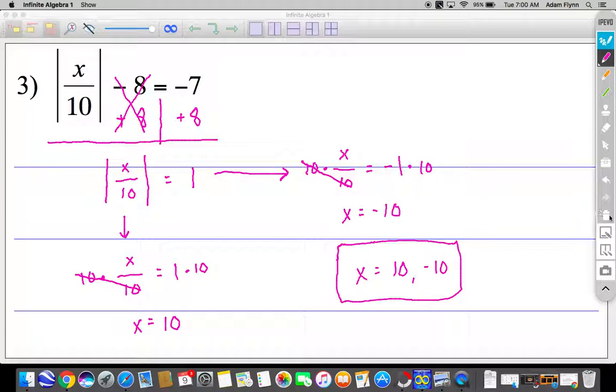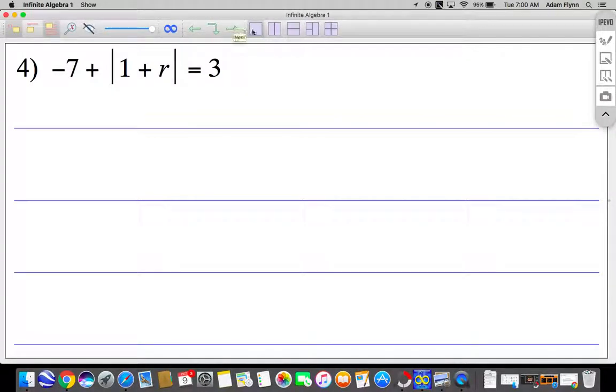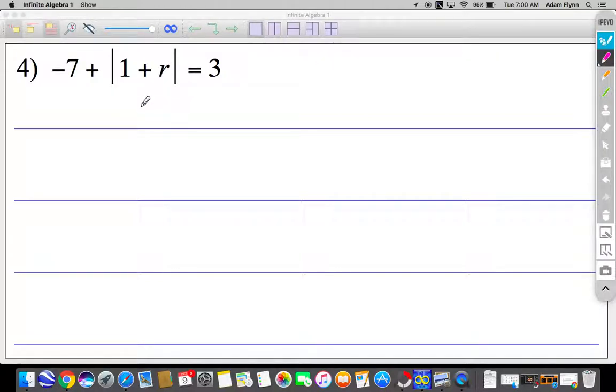Okay, on to number 4. Okay, same thing here. So for this equation, the absolute value portion of the problem would be by itself if it weren't for this negative 7. So to take care of that negative 7, I will add 7 to both sides.